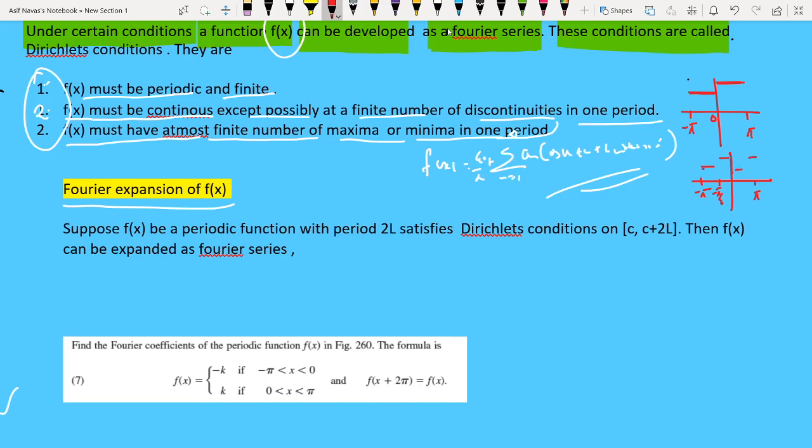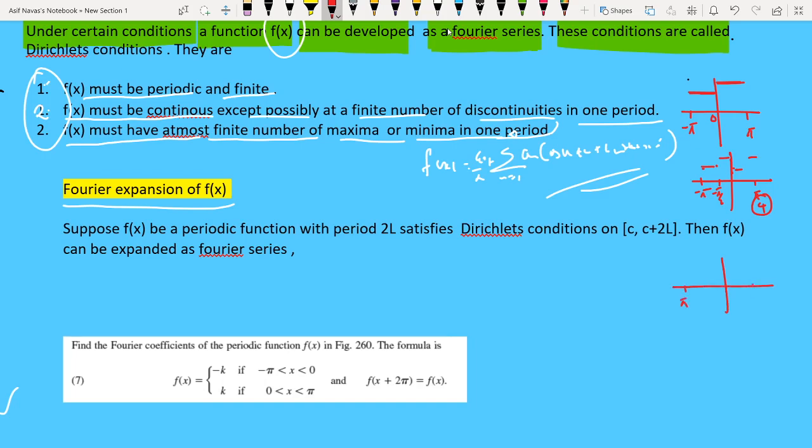Okay. So here, how many discontinuities are there? Four discontinuities. That is also a finite number. So such functions can be expressed as a Fourier series, but sometimes there are an infinite number of discontinuities.